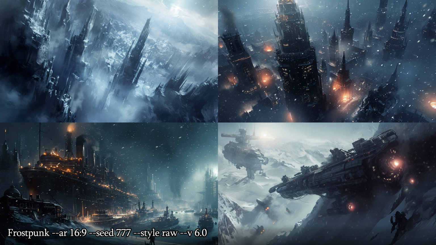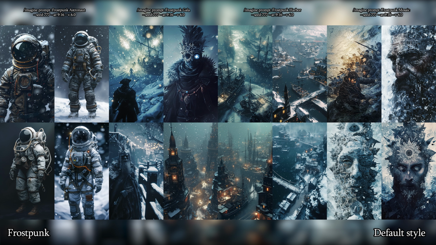Frostpunk. This looks really different. There's obviously ice and snow, but we do see some industrial and sci-fi in here as well. The environment scenery wants to creep through here with Gala images too. Obviously harbors are very snowy and really industrial. Astronauts have snow, and the mosaic images are just astonishing.